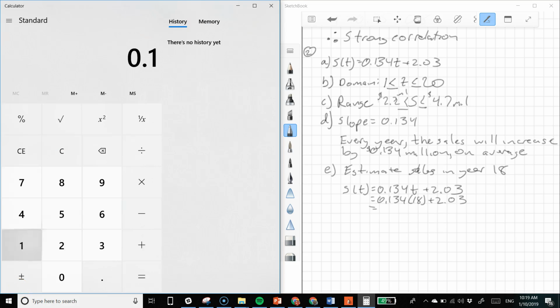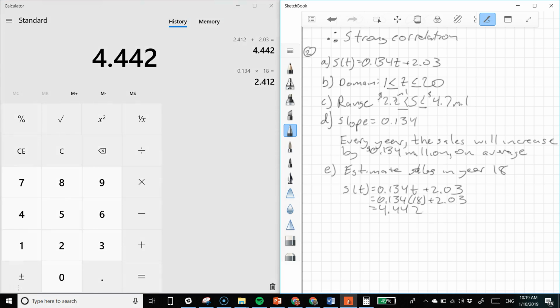So I say 0.134 times 18 plus 2.03 equals 4.442. And I'm going to write that out: sales, year 18. Actually, I want to say this one. It's technically the sales projection, not the sales themselves. All right, so sales projection for year 18 is 4.442.